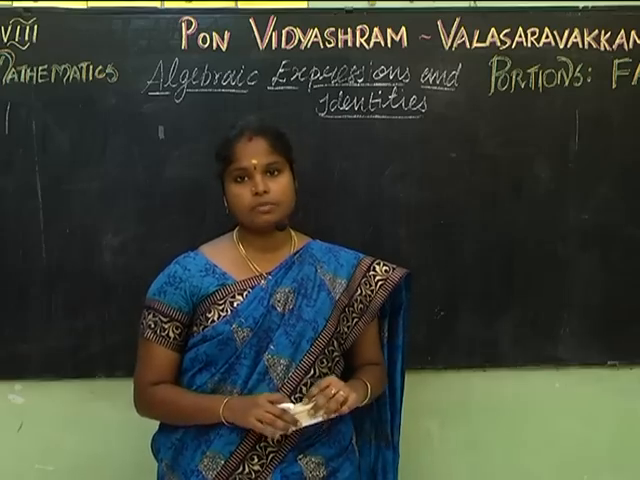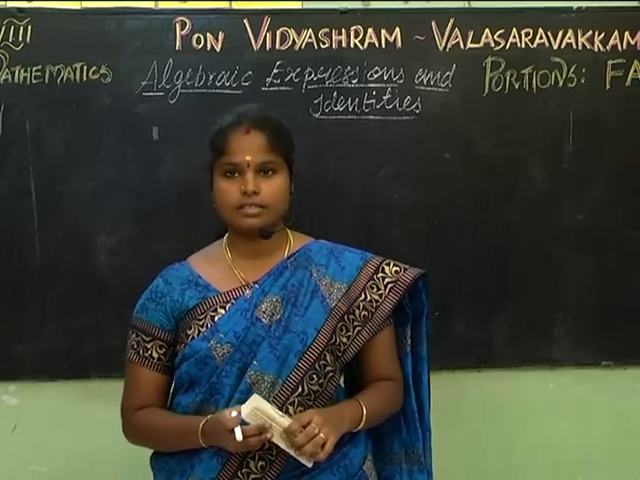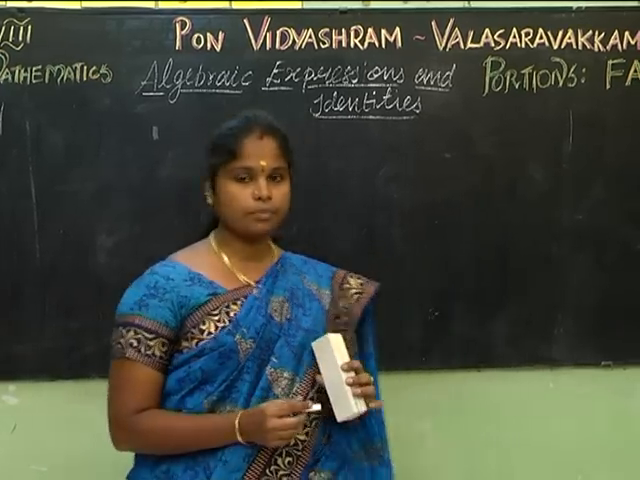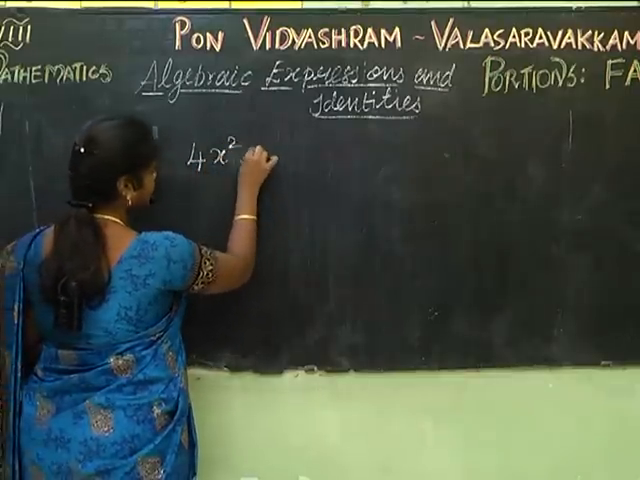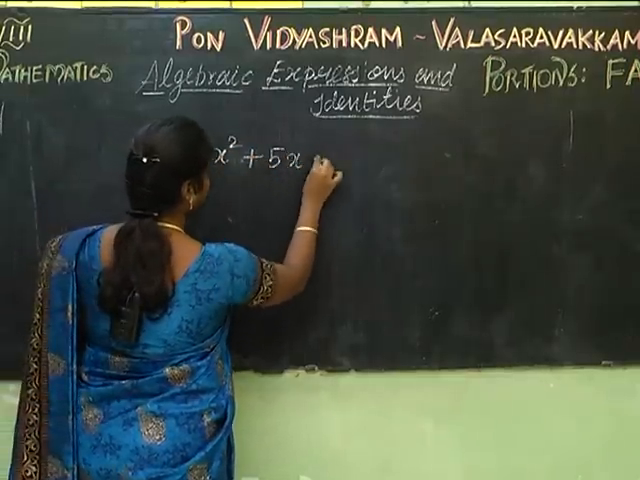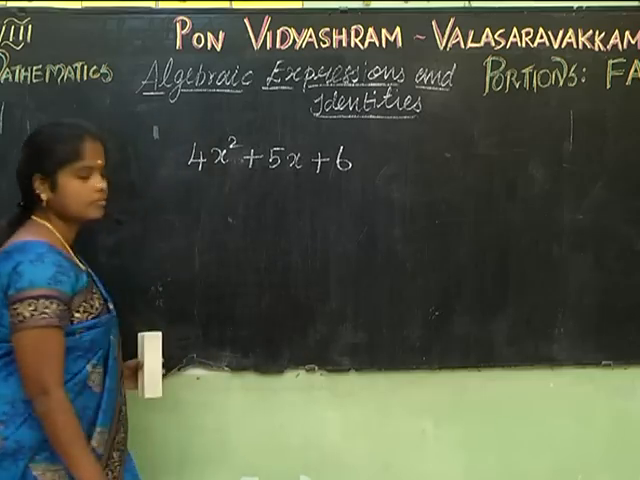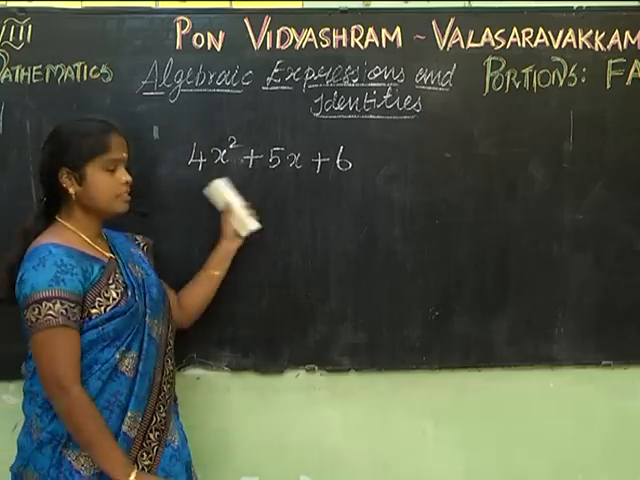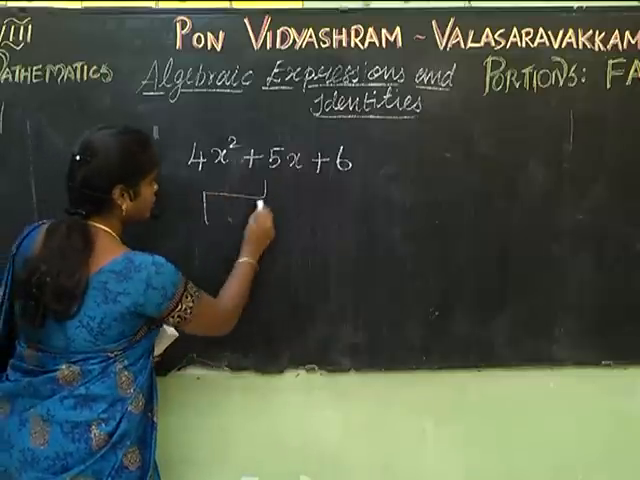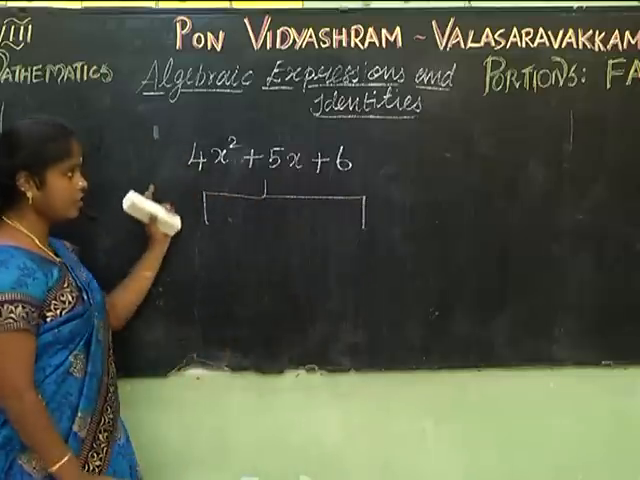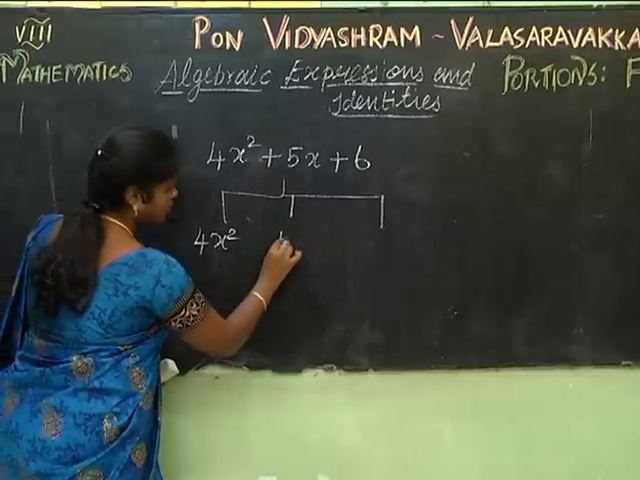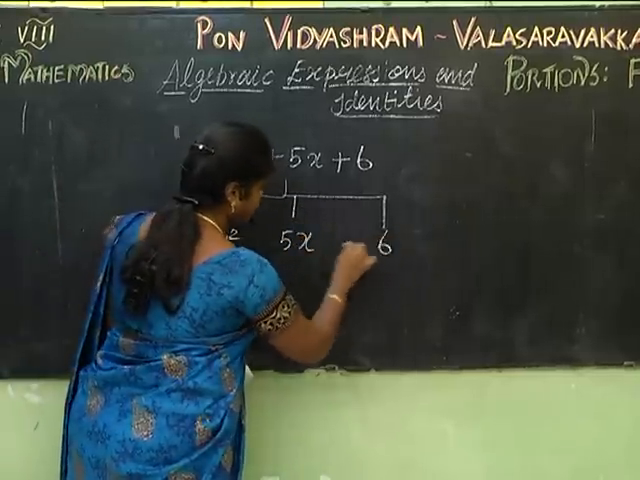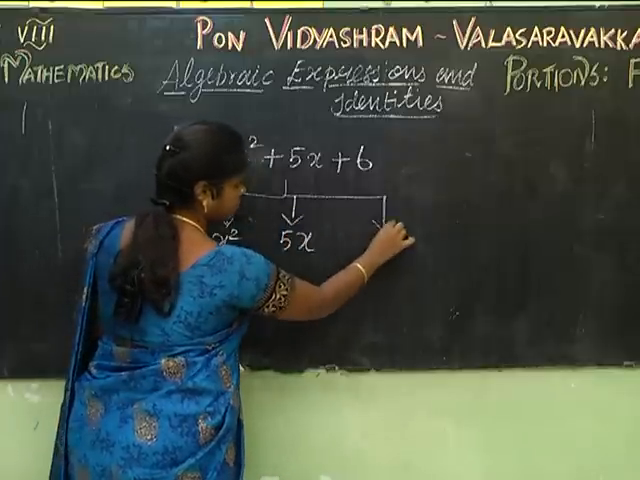We are going to see the concept of algebraic expressions and identities. Algebraic expressions are nothing but a combination of variables and constants. Here I'll write one example. Further, this expression can be divided into terms. Totally 3 terms are here: 4x square, 5x and 6.